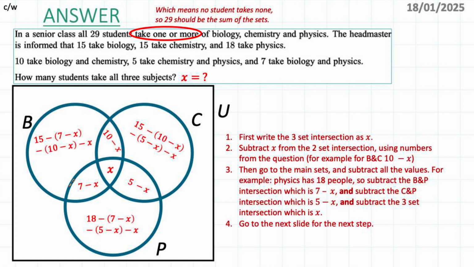Once I have that, I know that all of these have to add up to 29 because 29 take one or more. So I don't have anyone that takes none of the subjects. So all of these have to add up to 29. I know the algebra might seem long, but things will cancel out easily.